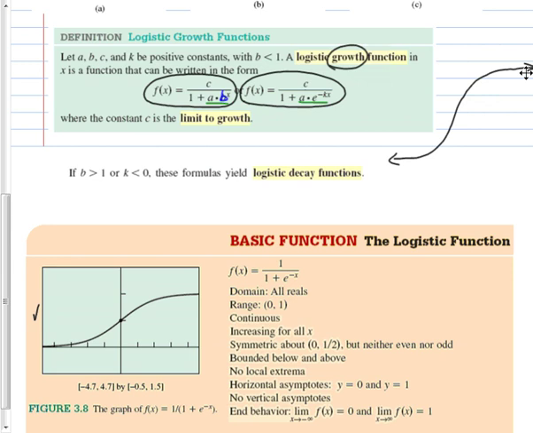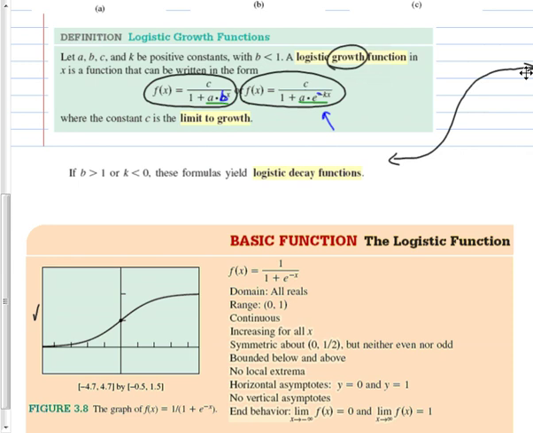If this little thing looks like an exponential decay, it's a logistic growth. And the same thing down here. See that negative? That is a logistic growth function. On the exponential, it would be a decay, but on this one, it's a growth. And again, we can write them either way. We really like the e over there, but we write them the other way as well.